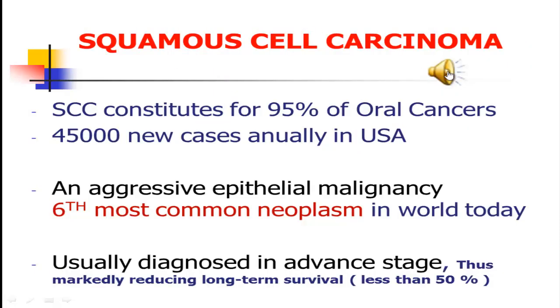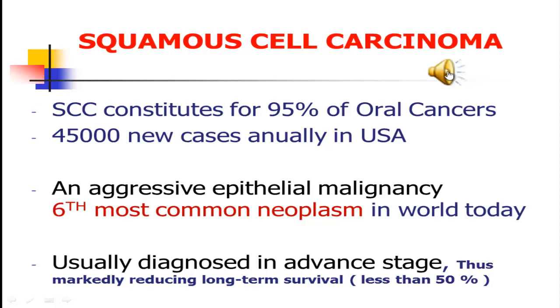Now we come to squamous cell carcinoma of the oral cavity. Squamous cell carcinoma accounts for 95% of the oral cancers. The remaining are mostly adenocarcinomas of the salivary glands. There are about 45,000 new cases annually in the USA of oral squamous cell carcinoma. It is an aggressive epithelial malignancy.